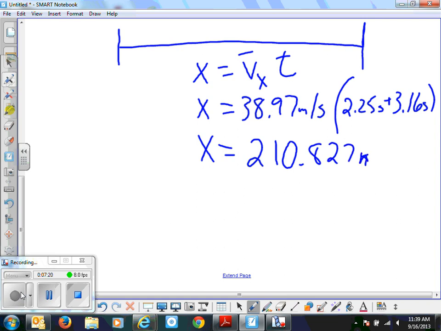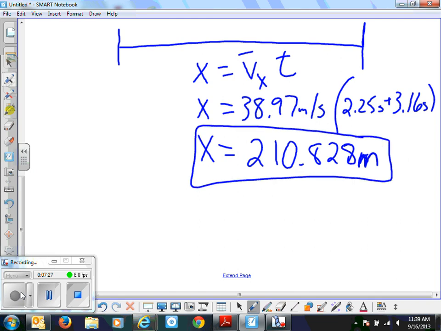0.8276 meters. Okay, 0.8. I'm not sure on the rounding on that. But this then is how far we went in the x direction. Are there any questions on this?